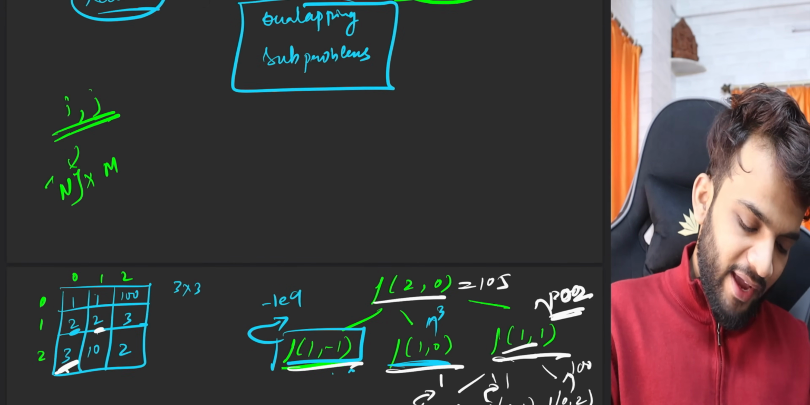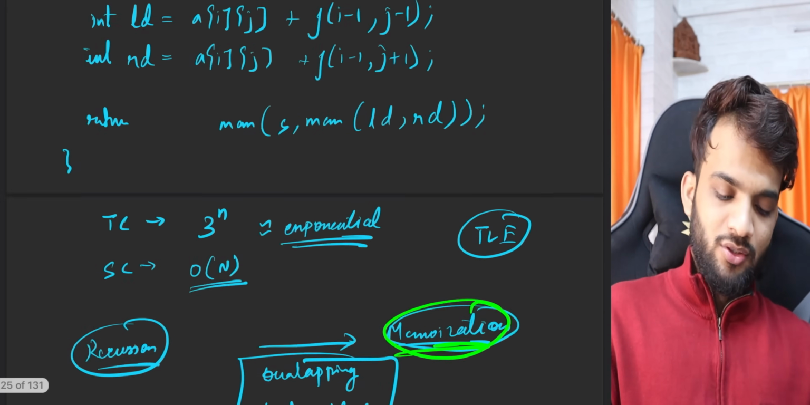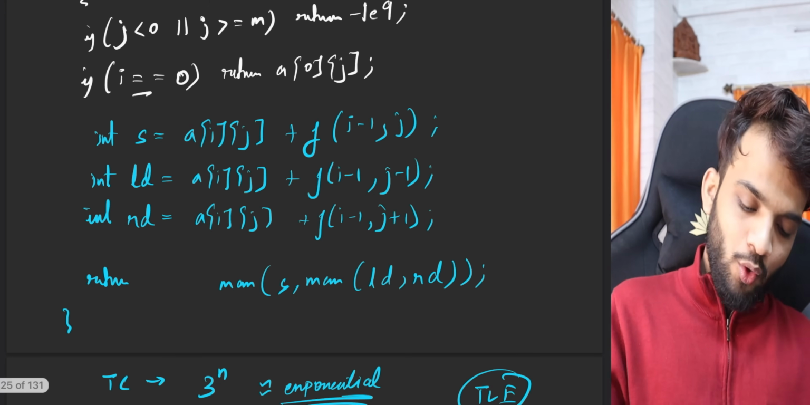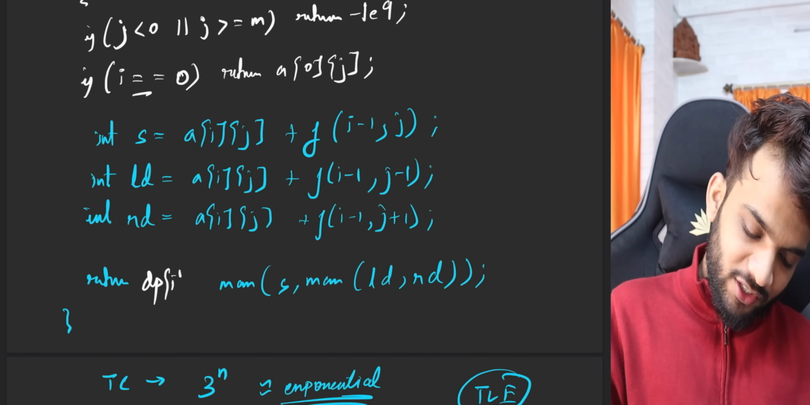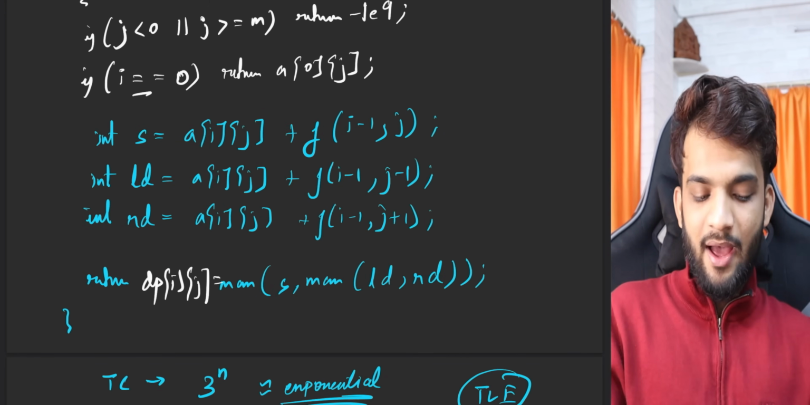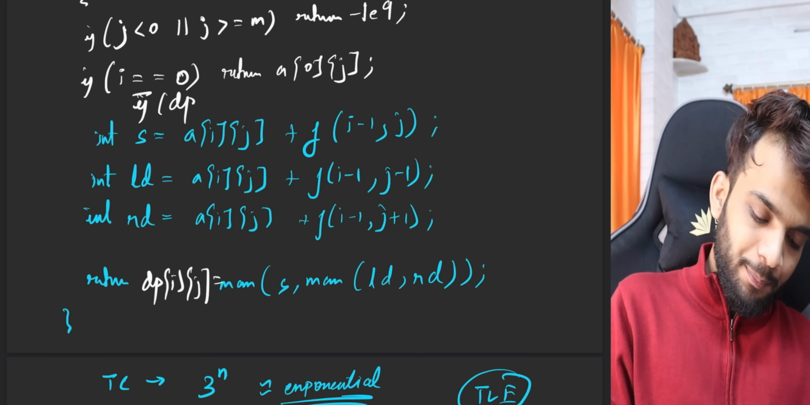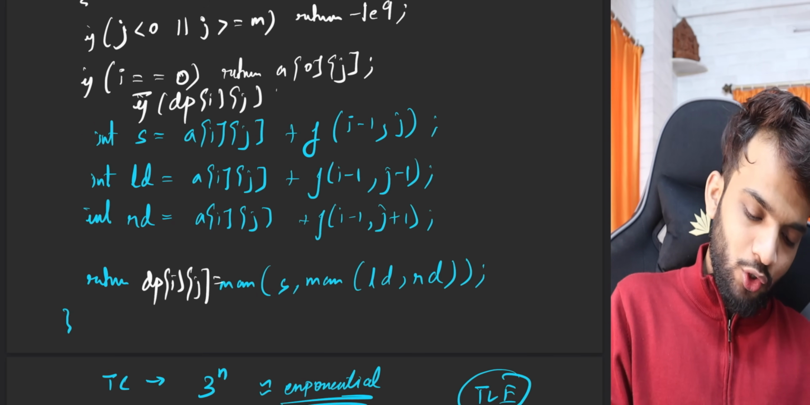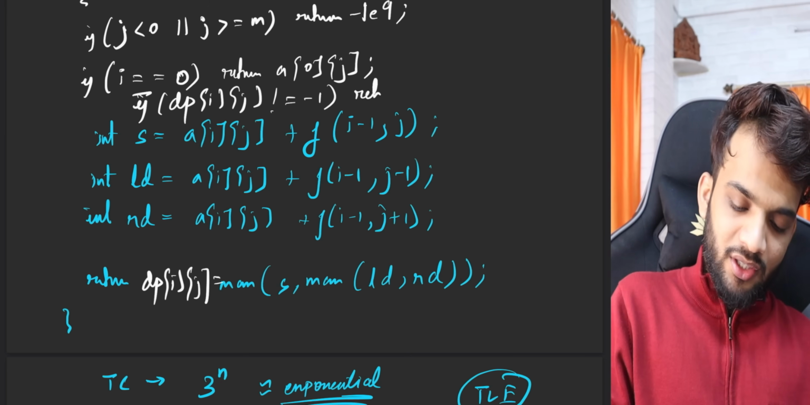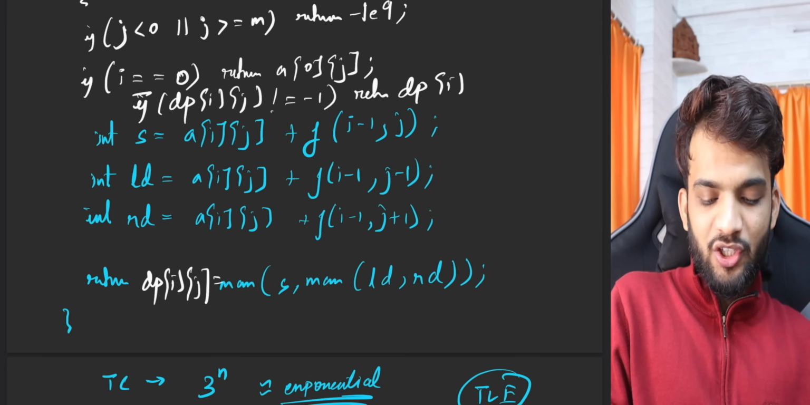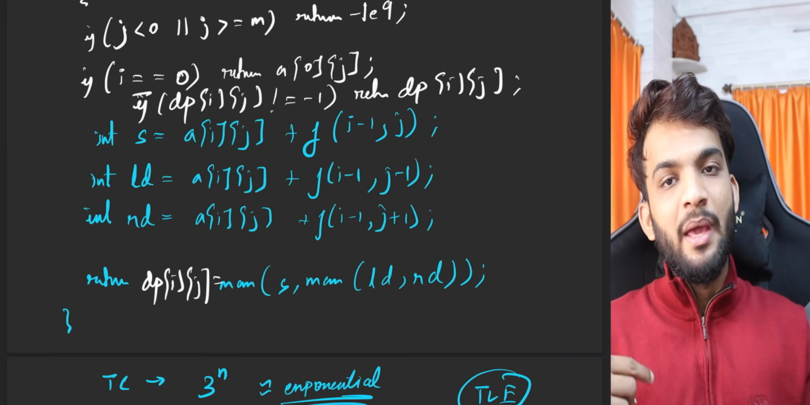So a DP of N cross M will be required. First step, you go across and you say DP of IJ. Please store whatever answer you're having. Next step, if the DP of IJ is not equal to -1, you return the DP of I and J. So in this way, you can memoize.